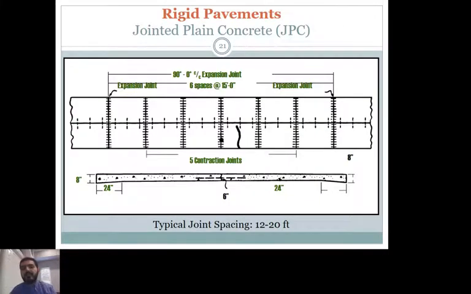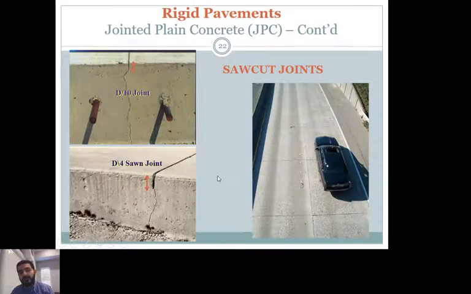This is here a picture example for the jointed plain concrete, JPC. This is again very minimal reinforcement relatively speaking to the other two types of rigid pavements. The length of each slab is maximum here 15 feet. Again, it cannot be any longer because there's not much reinforcement to hold it together. So that's again typical joint spacing, as I was saying, 12 to 20 feet at the most.